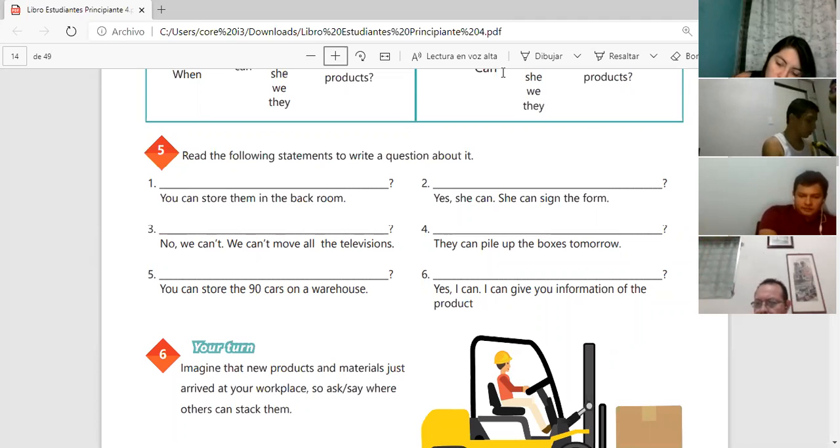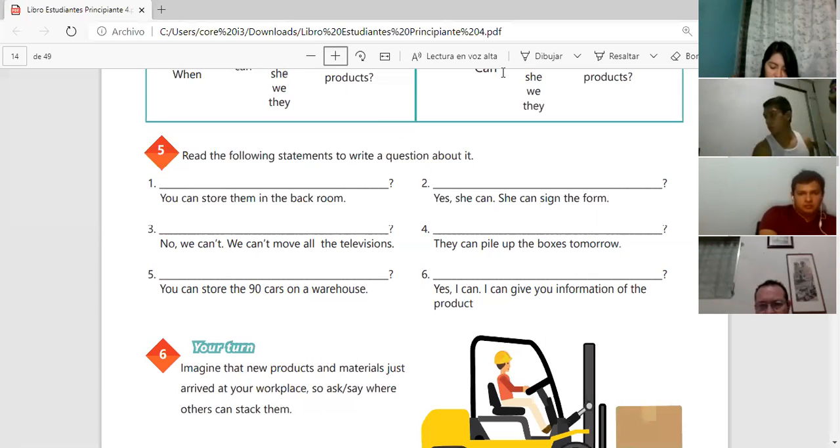O le pregunto a Cristian, Cristian, ¿ya entendió el tema? Y él me dice, no, todavía no. Entonces me dijo, no. Entonces cuando la respuesta es sí o no, esa es una pregunta cerrada. ¿Por qué? Porque solo tiene dos opciones, sí o no. No hay más. Y esas preguntas que son cerradas jamás van a tener las WH words. Jamás se dice what, where, who, why cuando la respuesta es yes or no.